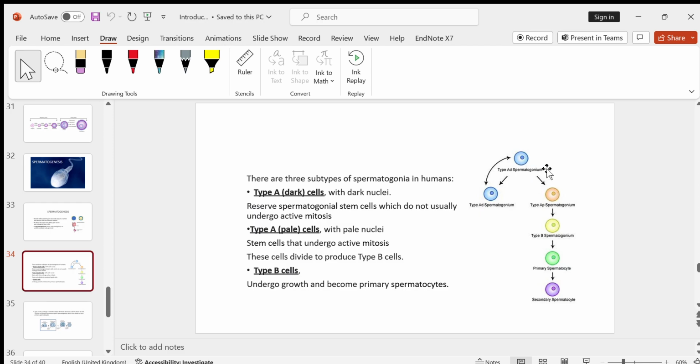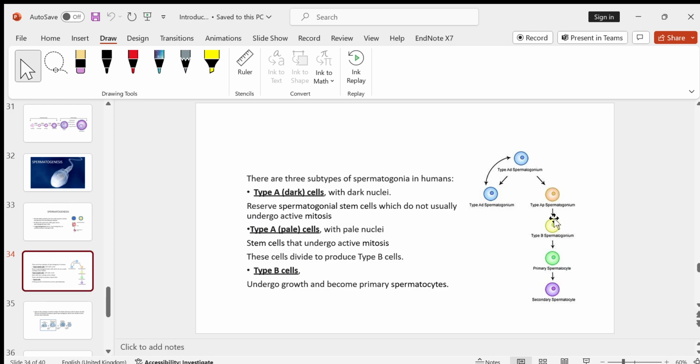The spermatogonia are of three types: the type A dark spermatogonium, the type A pale spermatogonium, and the type B spermatogonium. You should know the differences between the three spermatogonia. The type A dark spermatogonium have dark nuclei, hence the name, the dark spermatogonia. They have no mitotic activity going on in them.